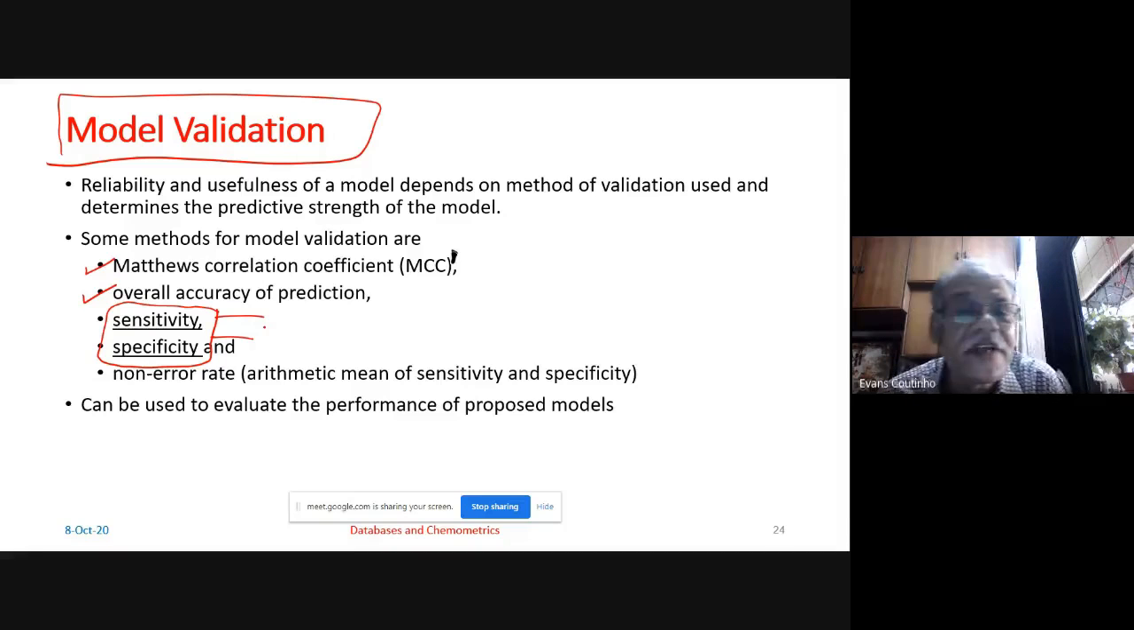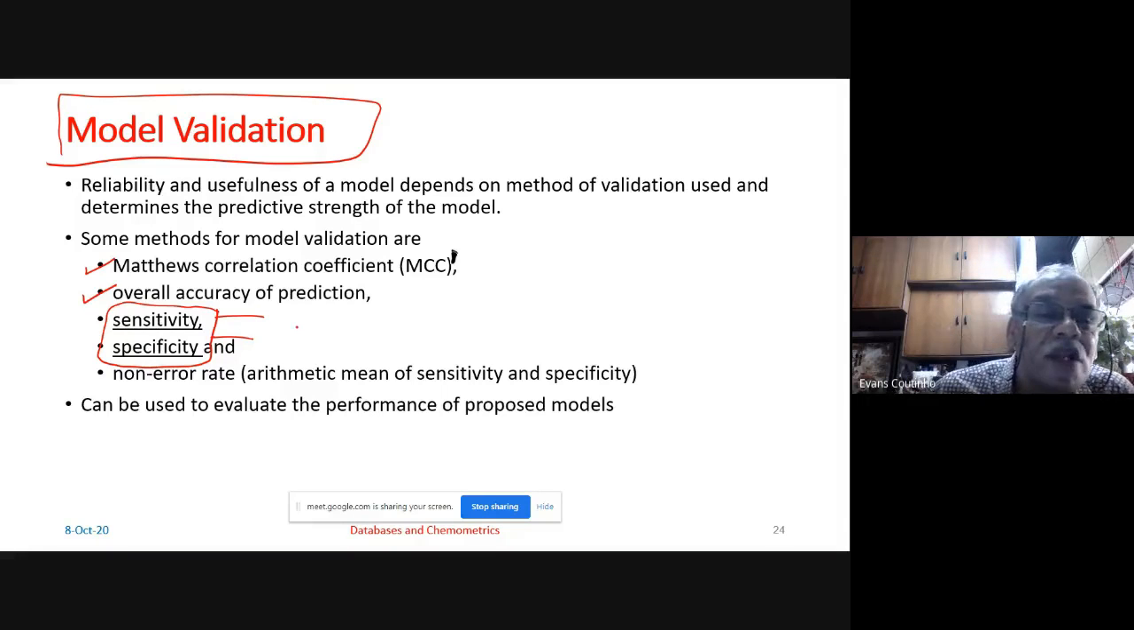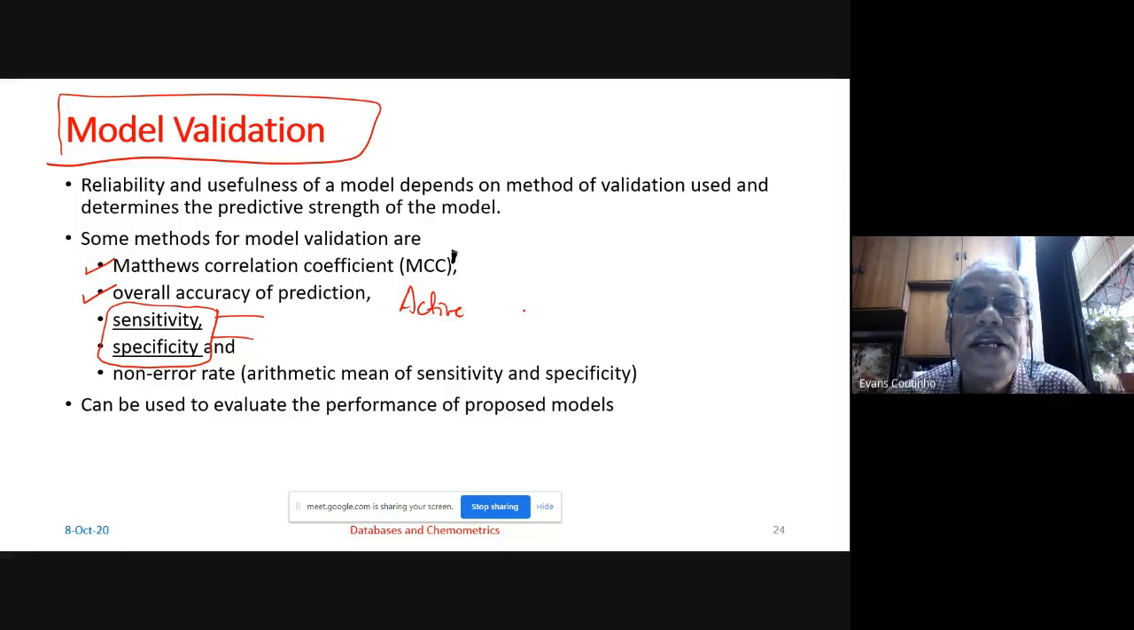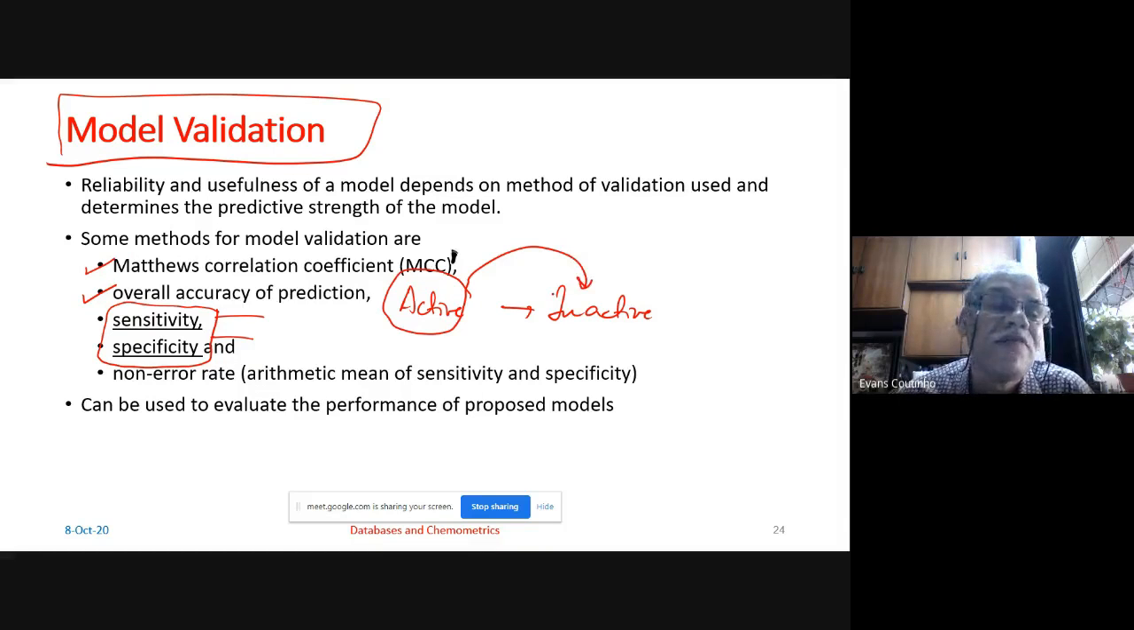So for my regression models, how do I calculate sensitivity and specificity? What are sensitivity and specificity in terms of our regression models? Many times our models predict active molecules as inactive. This is very bad. If my model predicts an active molecule as inactive, I have a very poor model. Worse is when inactive molecules are predicted as active.